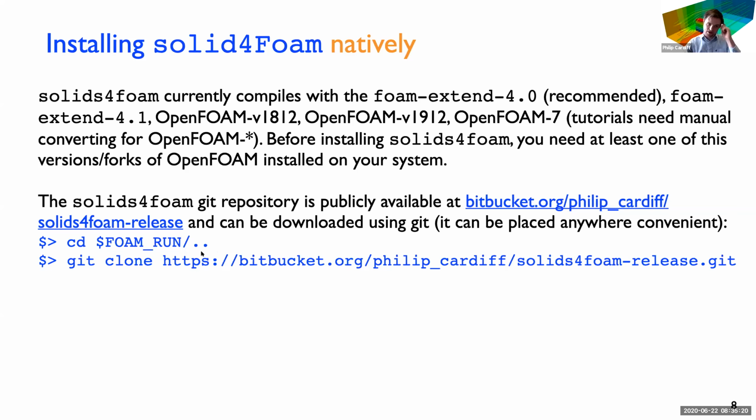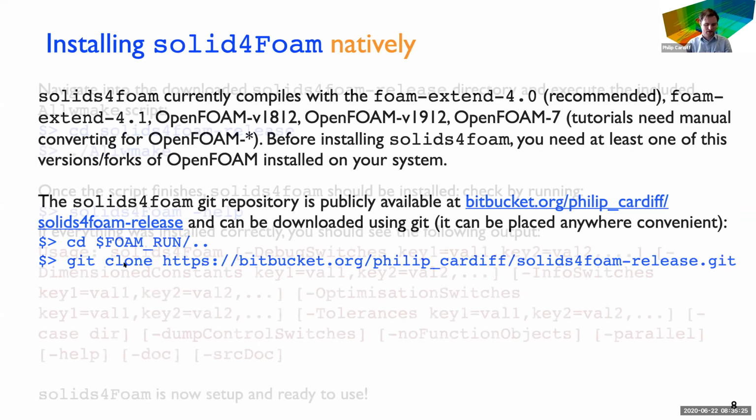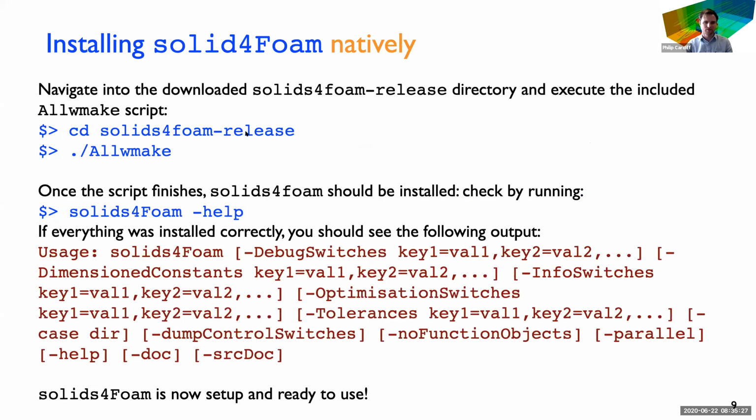I normally just put it one back from my run directory. This will download it using Git. And then you'll end up with a folder called solids4Foam-release. You cd inside that, and there's an included Allwmake script for compiling it.